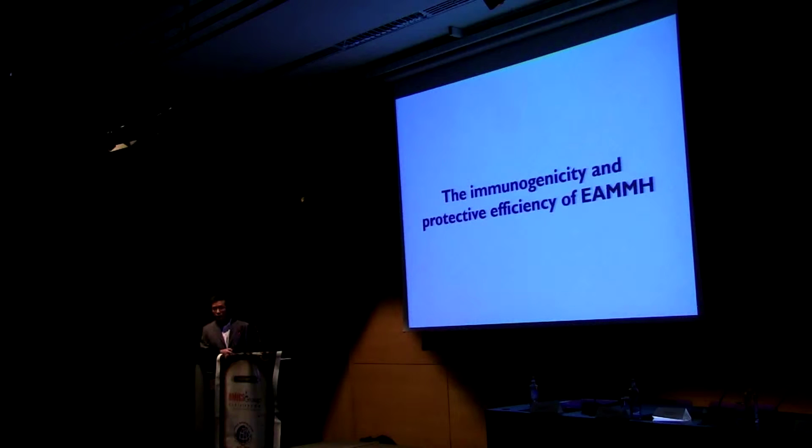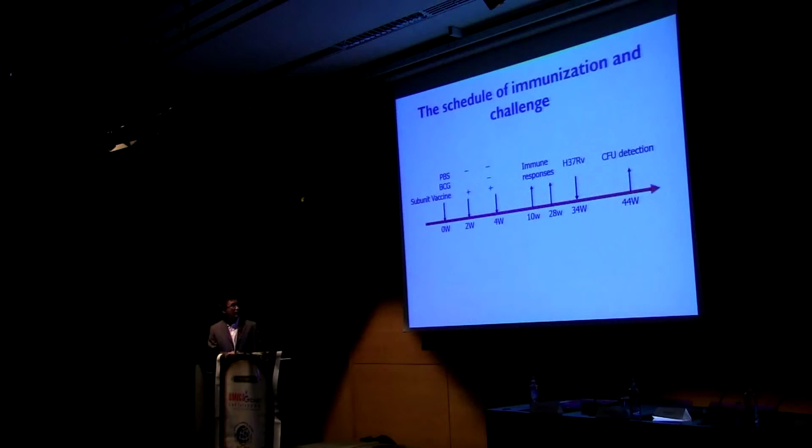First, I give the results on immunogenicity and protective effects of EAMMH. The mice were vaccinated with subunit vaccine 3 times. BCG was immunized at 0 week as control. The immune responses were detected at 10 weeks and 28 weeks. After a long time, about 30 weeks later, the mice were challenged with the virulent strain.